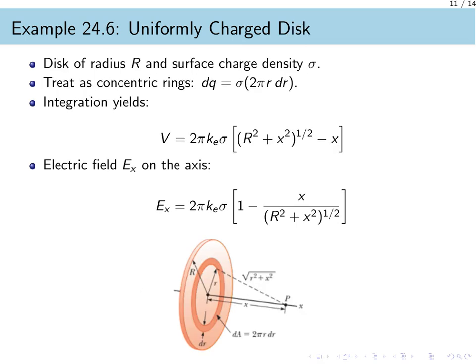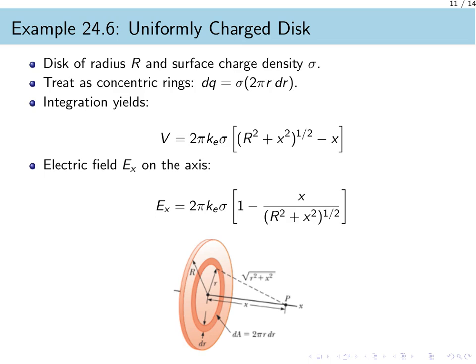Now consider a uniformly charged disk of radius r with a surface charge density sigma. We can calculate the potential on the central axis by treating the disk as a set of concentric charged rings. The charge of each thin ring is its surface charge density times its area, which is 2 pi r dr. By substituting this into our previous ring formula and integrating from radius 0 to r, we obtain the total potential.